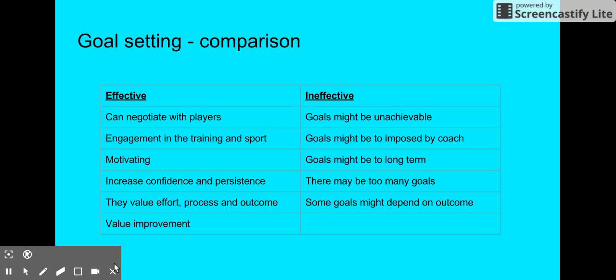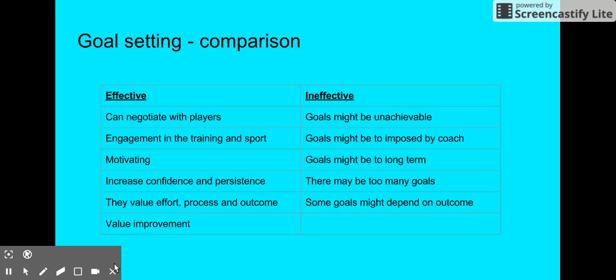They're ineffective when goals might be unachievable. So if the goals are too hard, the players can be like, we're never going to be able to achieve this, and they'll just give up. When the goals might be imposed by the coach, so if their coach is telling them they have to do this, they have to do that, then the performers are going to go, well, no, I want to achieve this, not this, and they might have clashing views on it. If the goals might be too long term, so if they're goals that are going to take ages to build up to achieve, then the performers might lose interest.